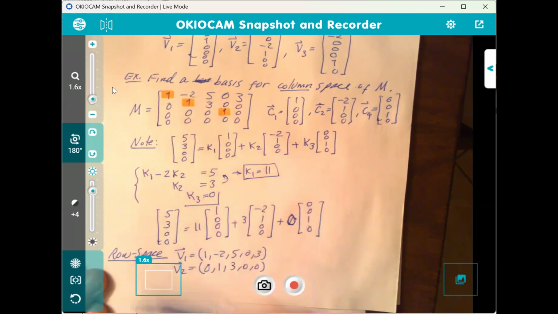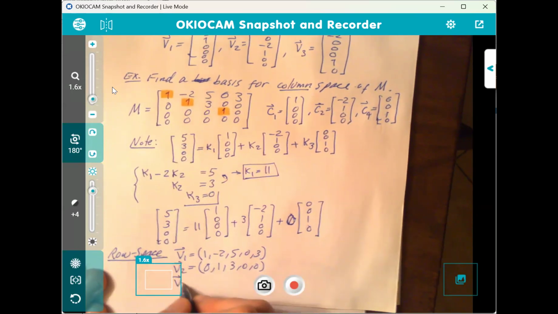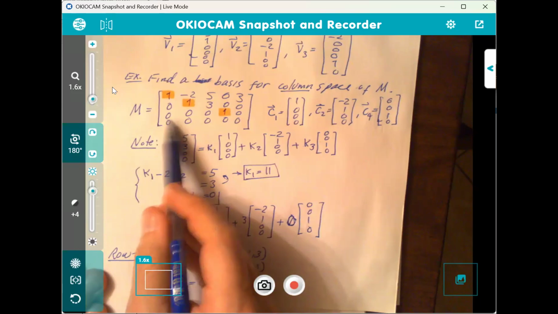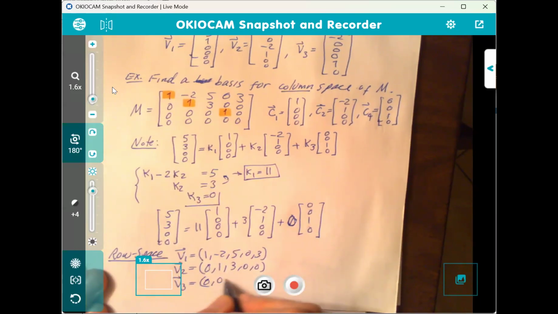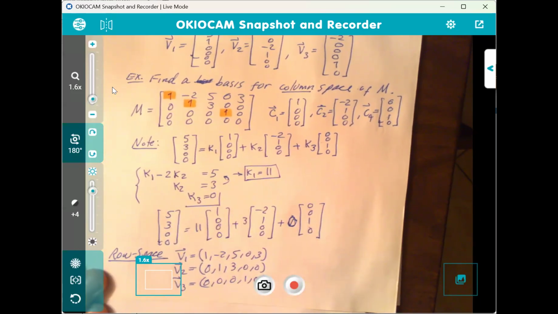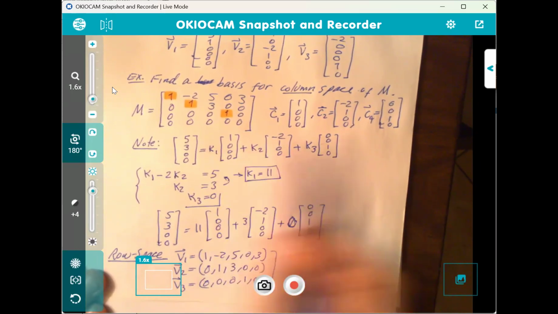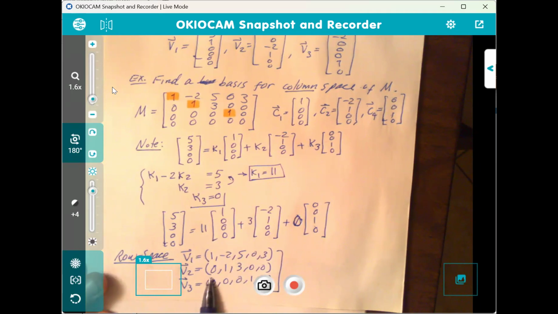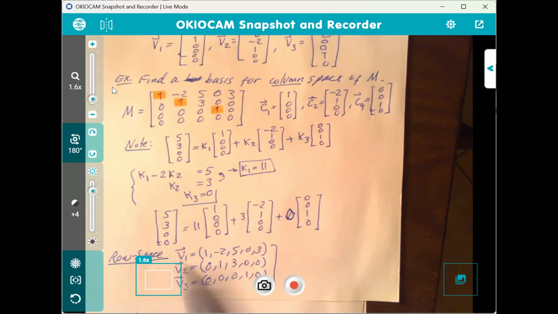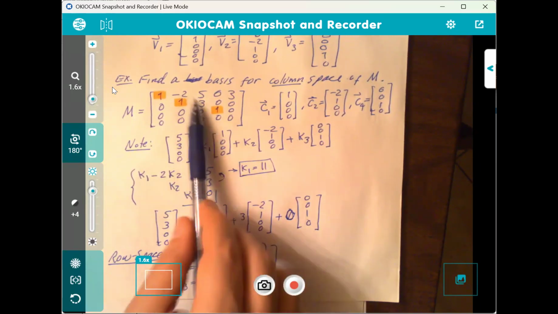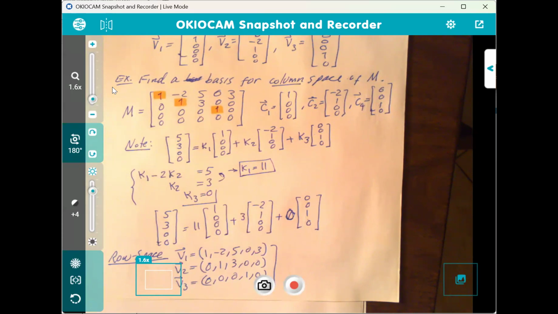And the third row is going to be 0, 0, 0, 1, 0. There. These are the row space, and those are the column spaces. With the row space, again, these span the matrix. Okay, so hopefully everybody's okay on this example.